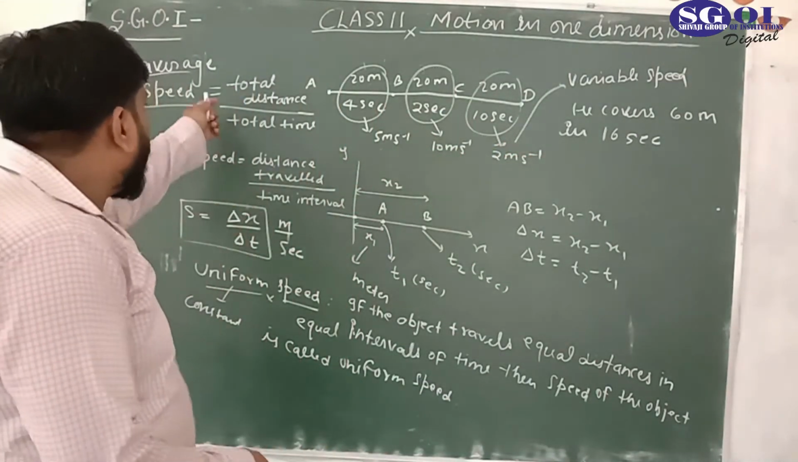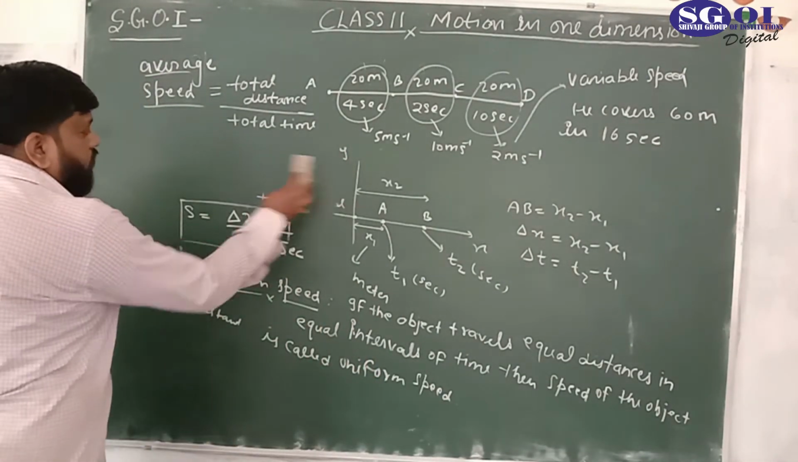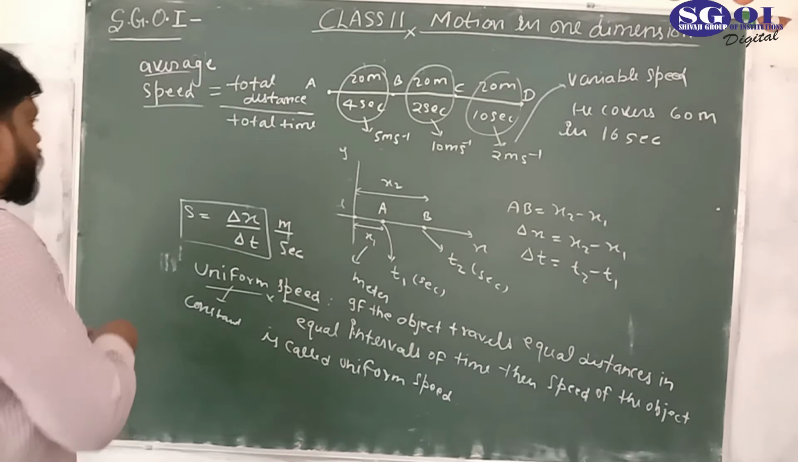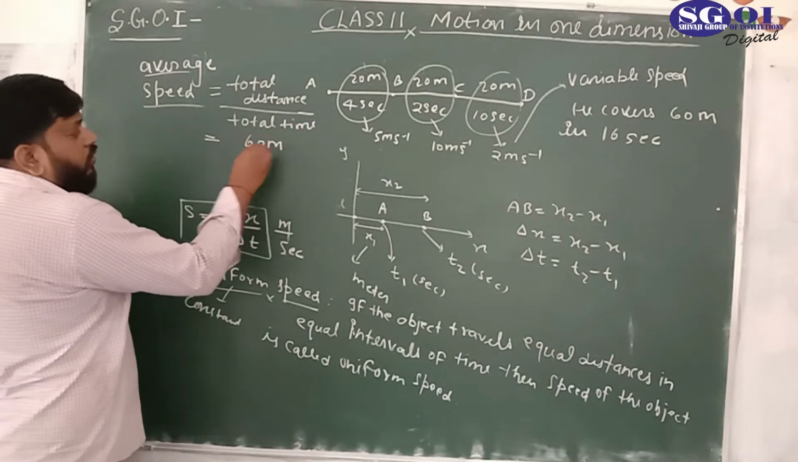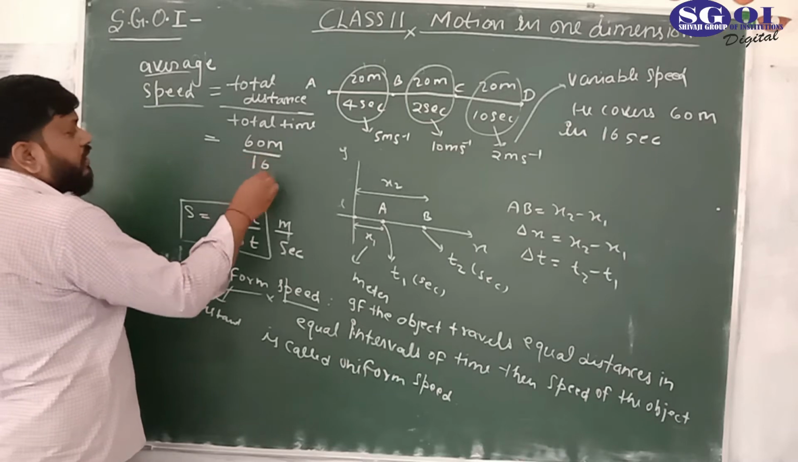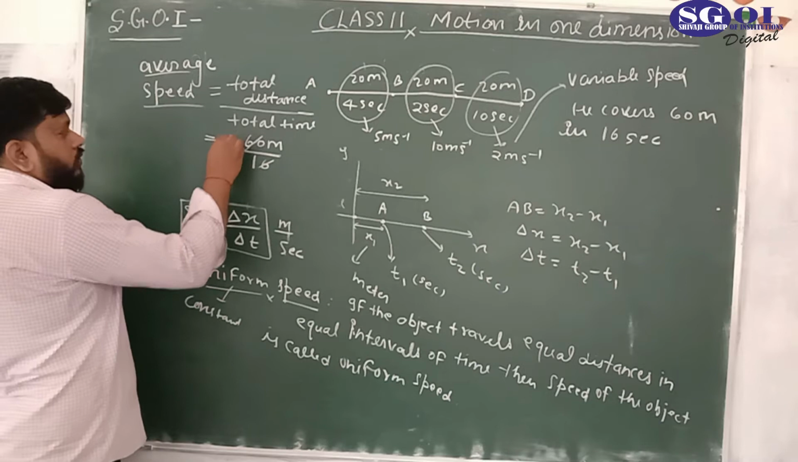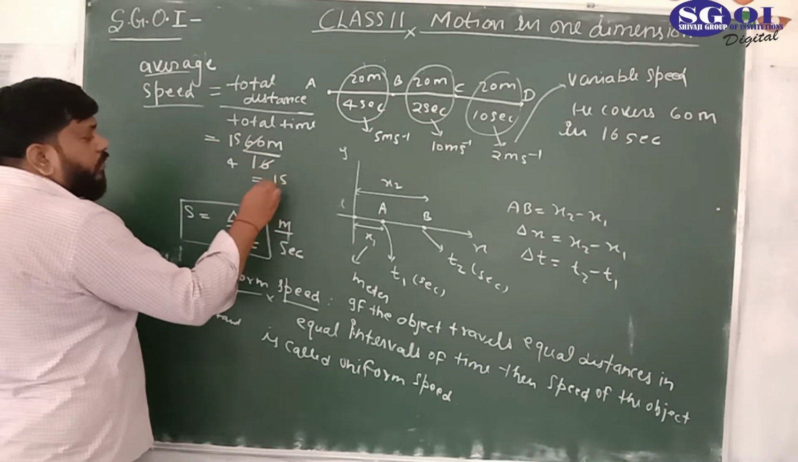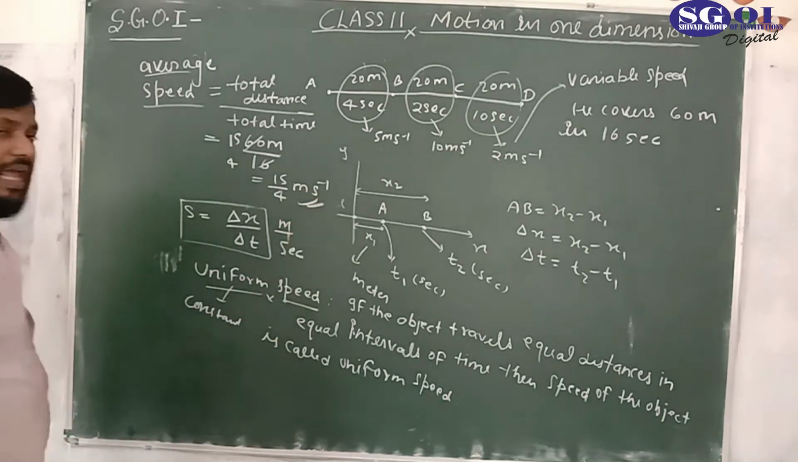So what would be the average speed? The average speed in that case would be: total distance is 60 meter, total time is 16, so it would be 15 by 4. It would be 15 by 4 meter second inverse. So this is the average speed.